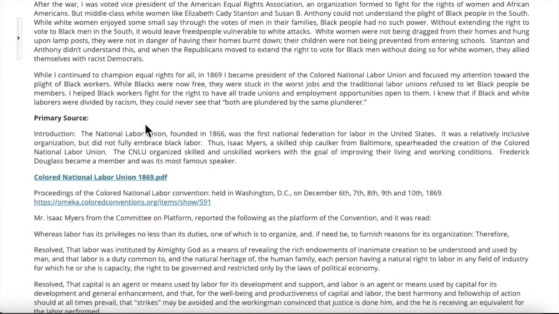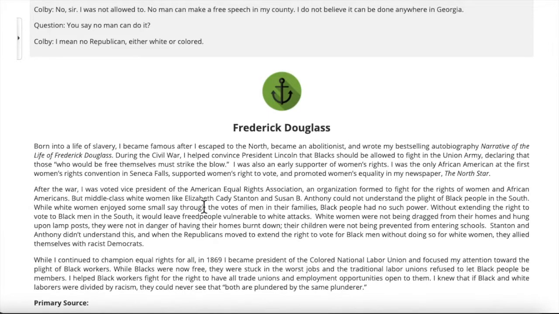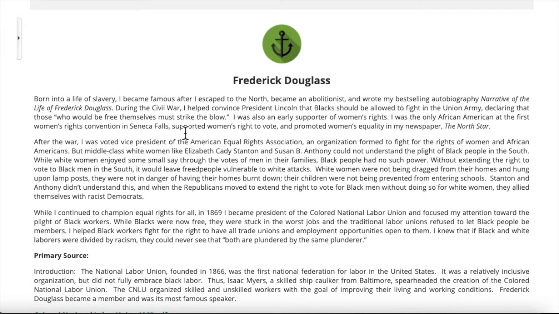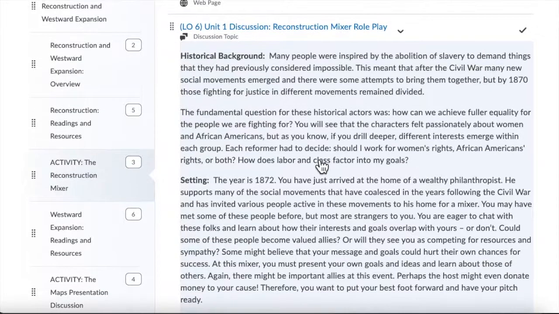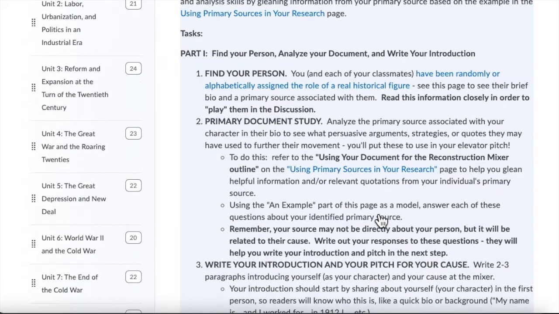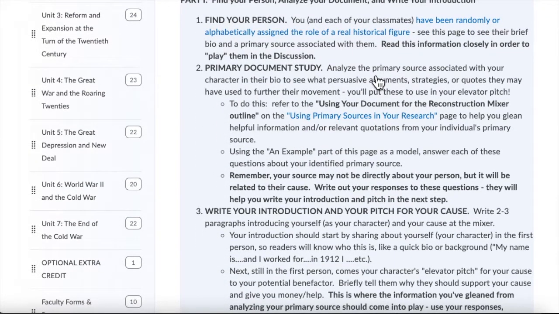So that's the primary source that you have for Frederick Douglass. Now let's go back and see what actual questions we have to answer, regardless of who we are playing. So here we're back to the instructions, and we'll go back to where we left off. This talks about the primary source that you need to discuss. We just looked at it in the case of Frederick Douglass. You'll see what persuasive argument strategies or quotes they have used to further their movement. You'll put these to use in your elevator pitch. That's your first post. So Isaac Myers is really speaking for Douglass in that particular example.